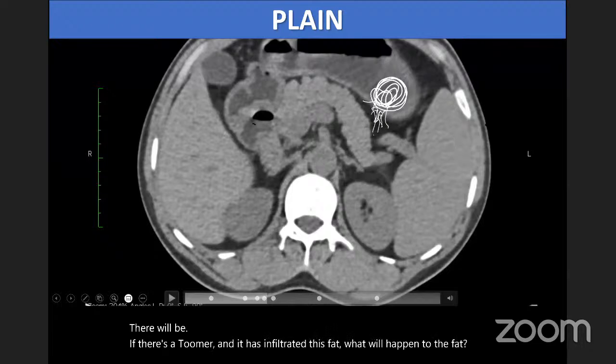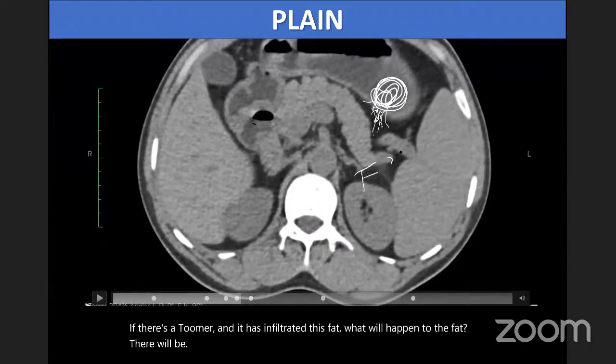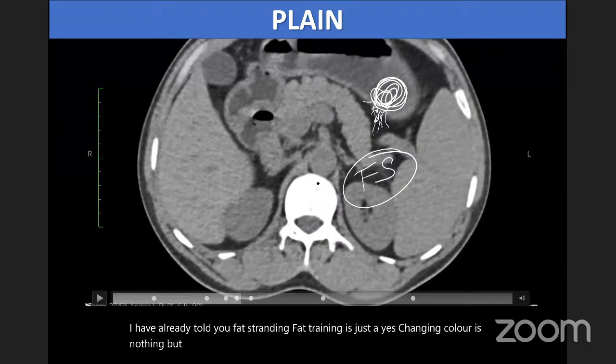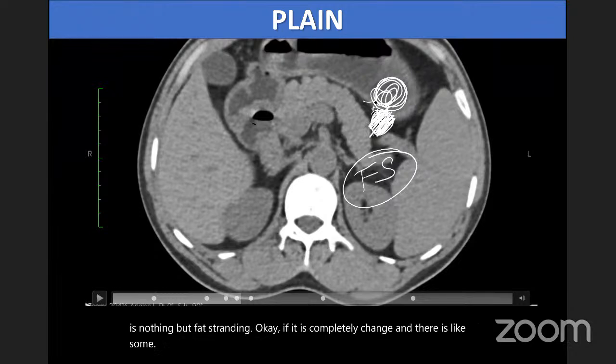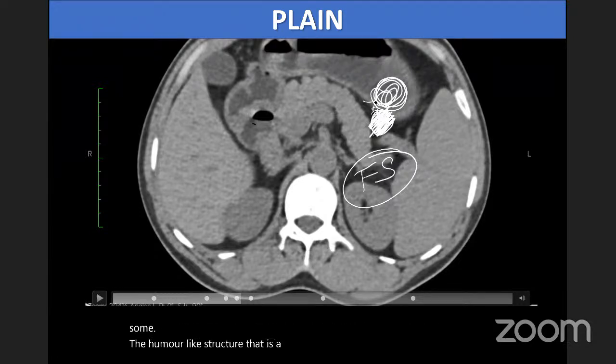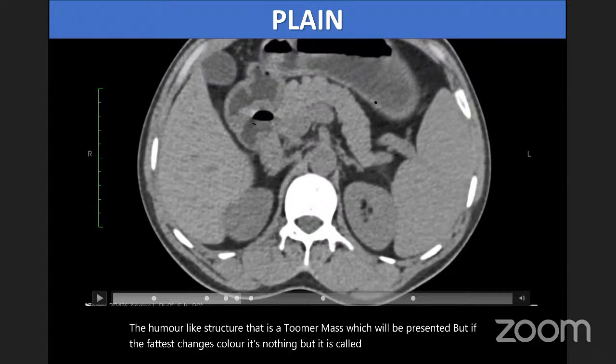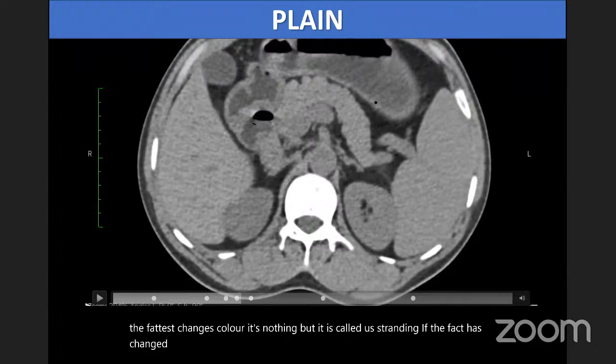There will be, I have already told you, fat stranding. Fat stranding is just a change in color. If it is completely changed and there is some tumor-like structure, that is the tumor mass which will be present there. But if the fat has changed its color or become smudged, it is called stranding.